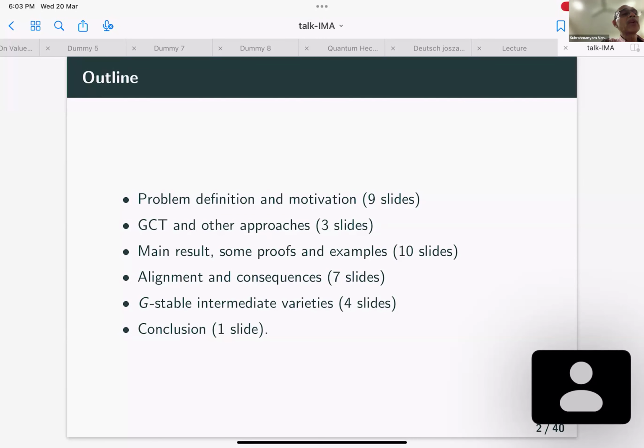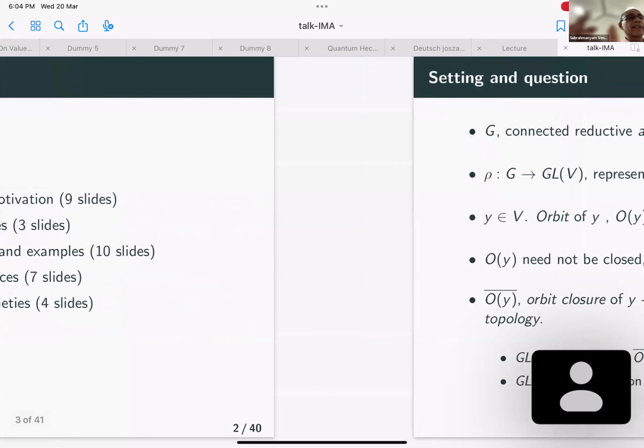Then I will present what Bharat, Milind and I have called Lie algebraic methods, which we set out to do somewhere in 22. And then I will describe the following, which is all new: alignment, then the notion of intermediate varieties, and I will explain why that is important. Okay, so here we go.